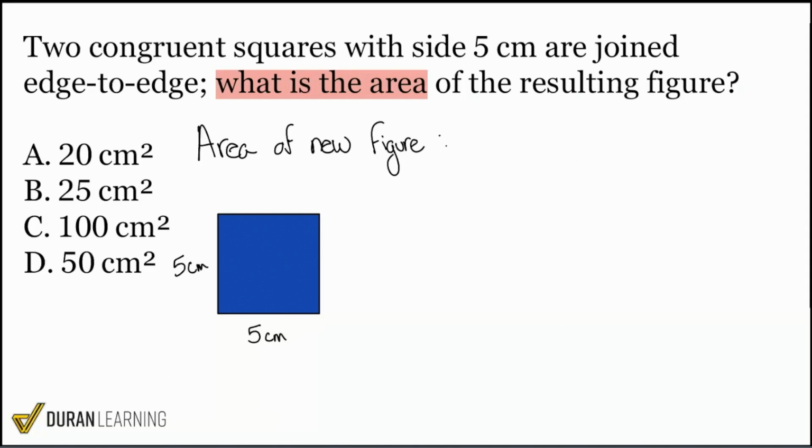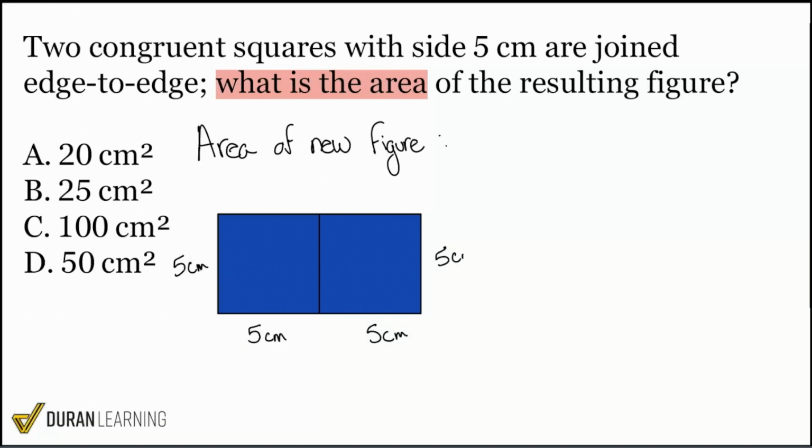Nice and easy. Now, quick question, everybody. What does congruent mean? Because it says we have two squares, and it says that these squares are congruent. What does congruent mean again? Yeah, it means that they're the same. So we have two squares, not just one. We have two squares that are 5 centimeters apiece. Let me connect them right there. So 5 centimeters still at the bottom, 5 centimeters right there.